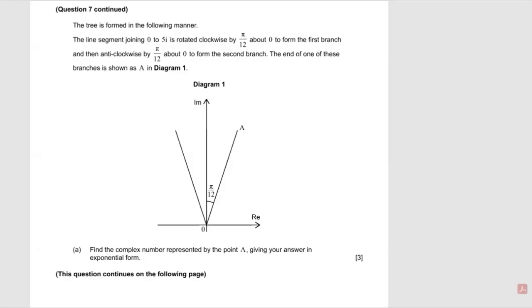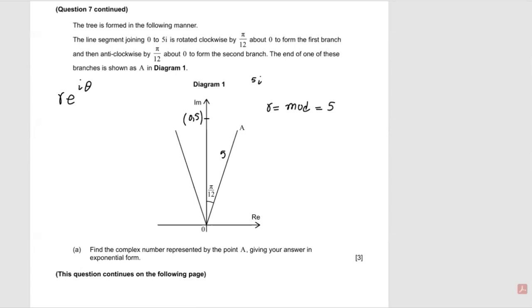All right, so the original complex number was 0 and 5i. So 5i on the Argand diagram can be written like this. Part A: find the complex number represented by A, giving your answer in the exponential form. So we know when we rotate complex numbers, the modulus doesn't change. So the modulus is going to be 5. You can say r, since I'm trying to write r e^(iθ), the exponential or the Euler form for the complex number.